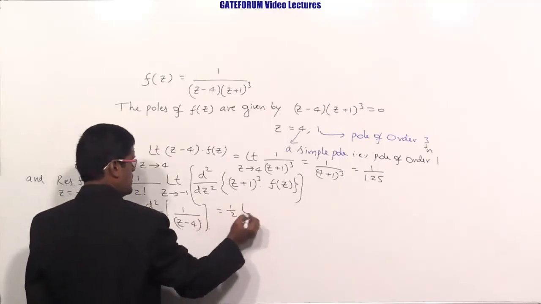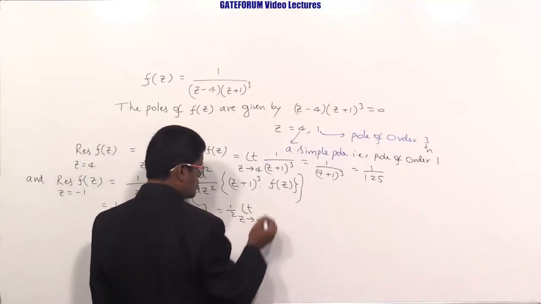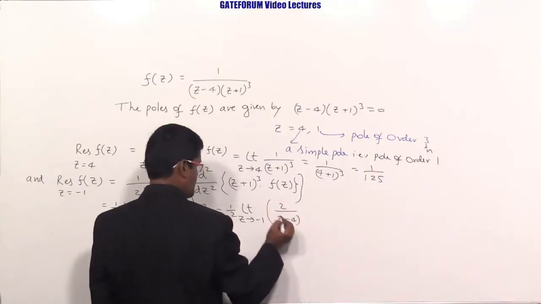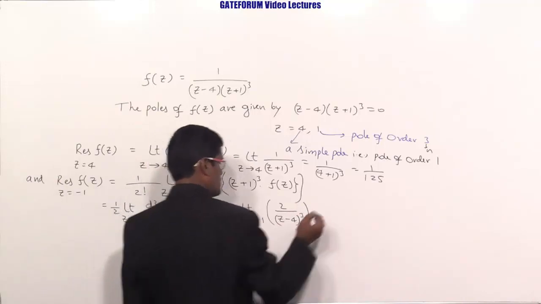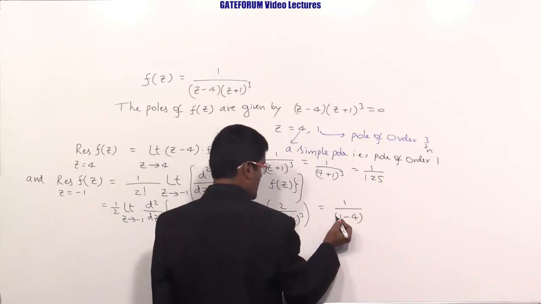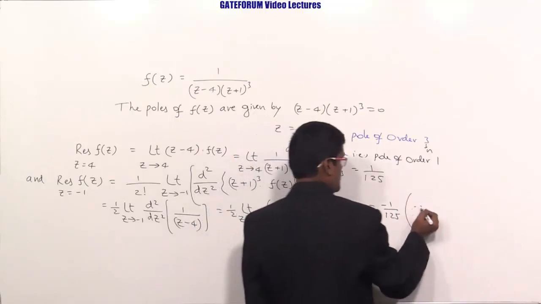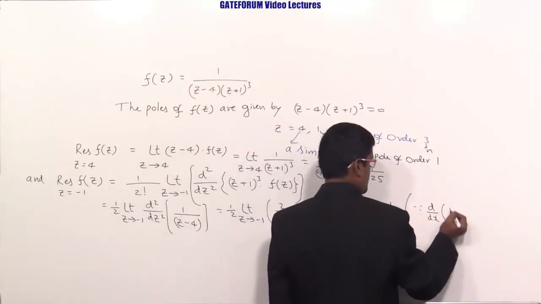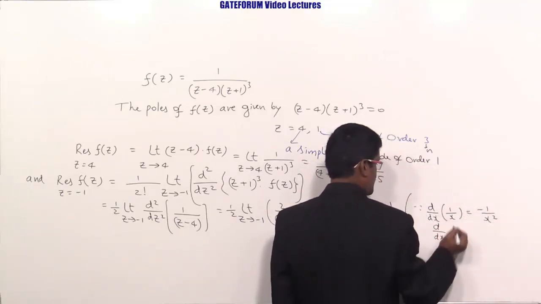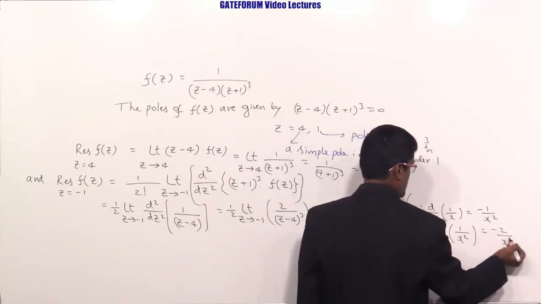So 1 by 2 limit z tends to minus 1, the derivative of 1 by x is minus 1 by x square, and the derivative of minus 1 by x square is 2 by x cube, that is, finally this is 2 by (z minus 4) whole cube. So this simplifies to 1 by (minus 1 minus 4) whole cube, that is minus 1 by 125. Since d by dx of 1 by x is minus 1 by x square, d by dx of 1 by x square is minus 2 by x cube.